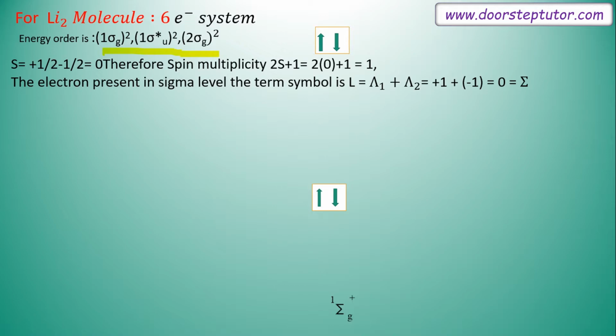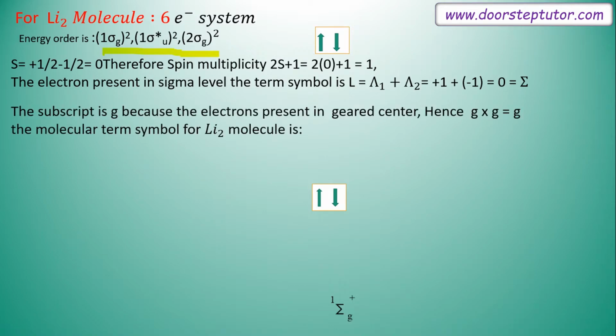Next, the calculation of spin multiplicity. The electrons are paired in the s orbital, meaning the sigma 2s level, so the spins are cancelled, plus half and minus half. Therefore the spin multiplicity 2S plus 1 is equal to 2 into 0 plus 1, since the S value is 0, which is equal to 1. So the superscript is 1.